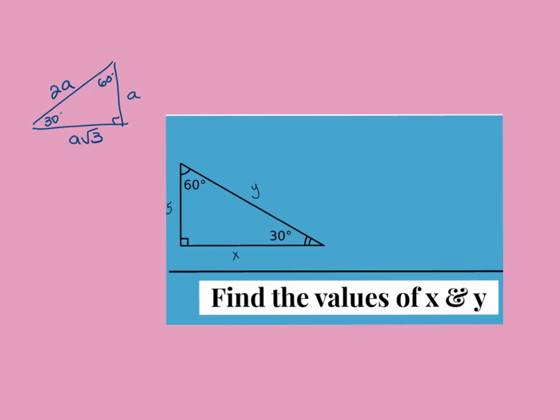So where does the A go? On the left side where that 5 is, opposite the 30. Where does the A root 3 go? On the bottom. Where does the 2A go? Where the Y is, opposite the right angle. So this time I gave you A. These are the easy ones, right? Because A is 5, which means X is 5 root 3. Y is 10, 2 times 5. I got it right.